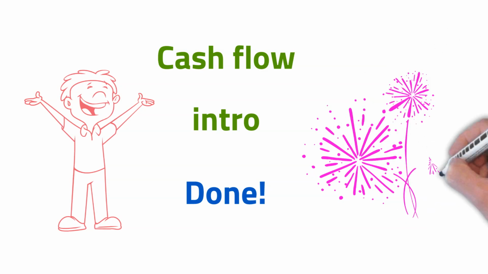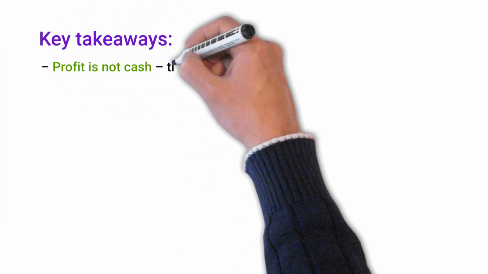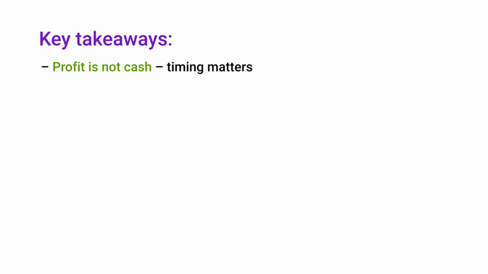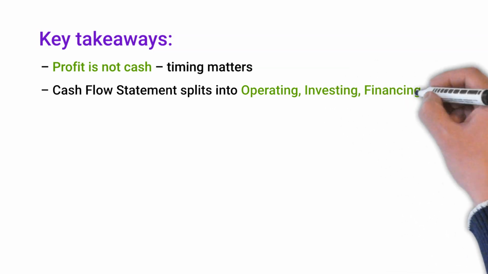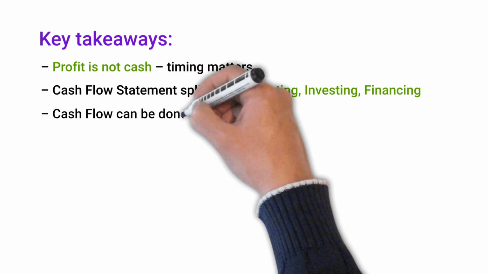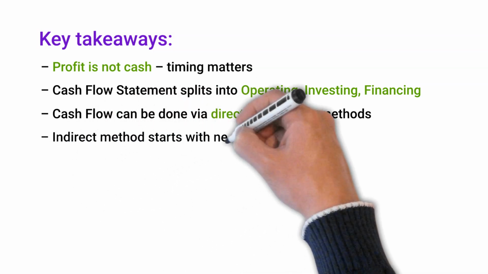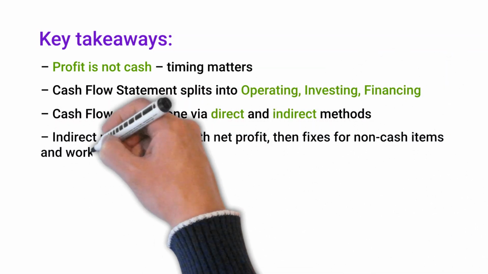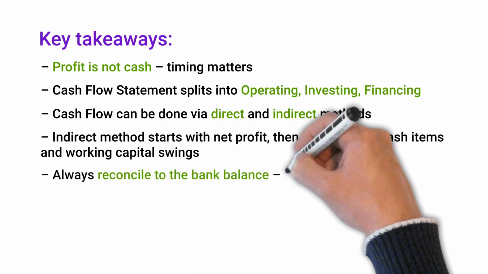Let's summarize it. Profit is not cash, timing matters. Cash flow statement splits into operating, investing, and financing. Cash flow can be done via direct or indirect method. Indirect method starts with net profit, then fixes for non-cash items and working capital movements. Always reconcile to the bank balance. Numbers must add up.